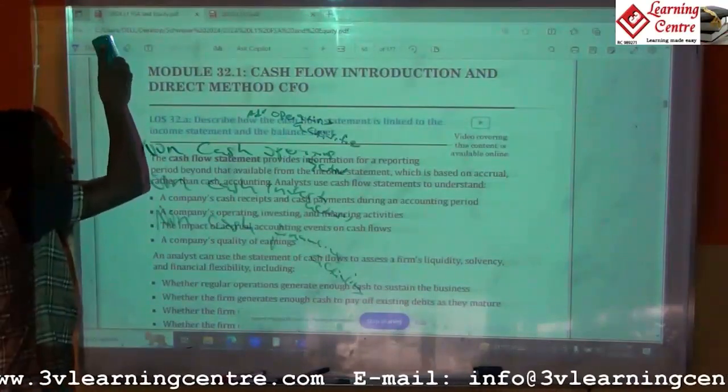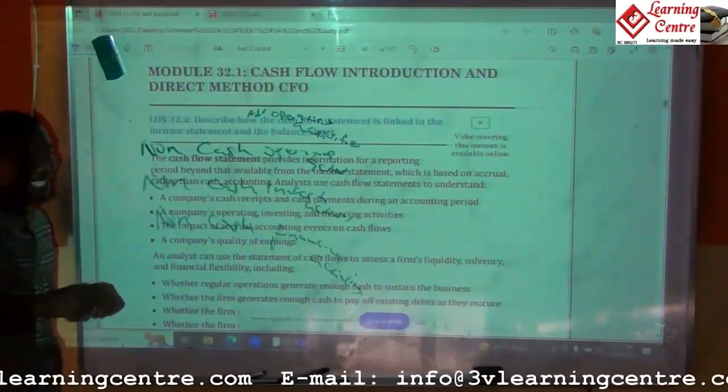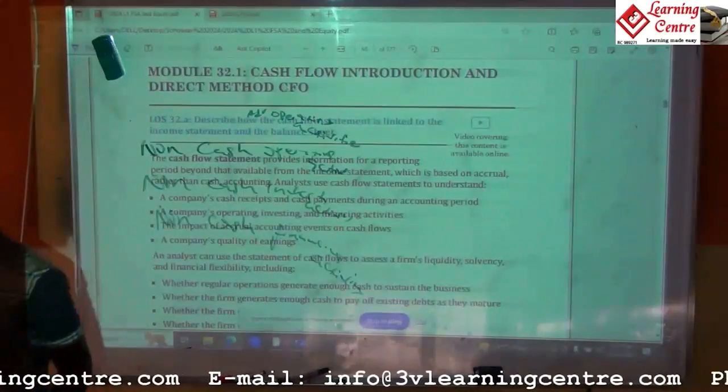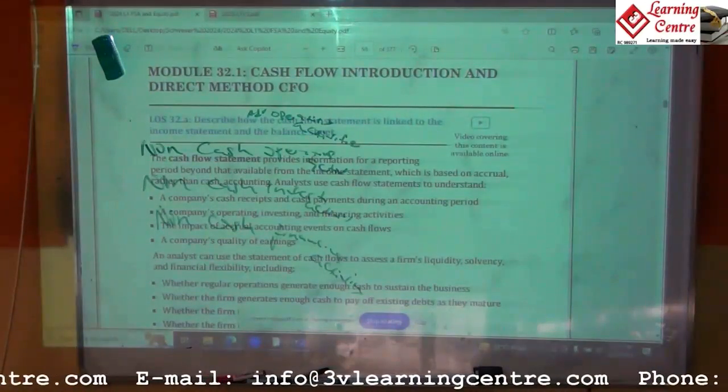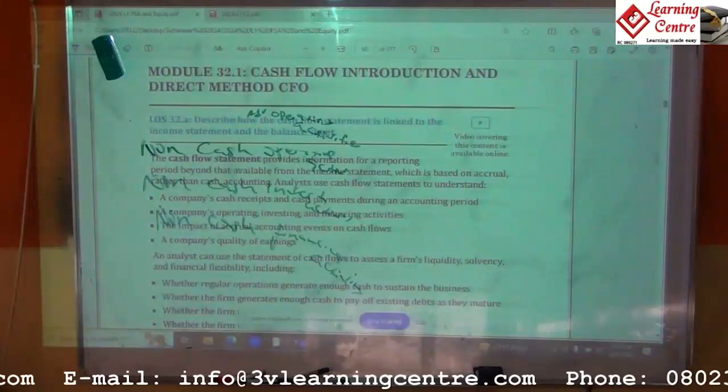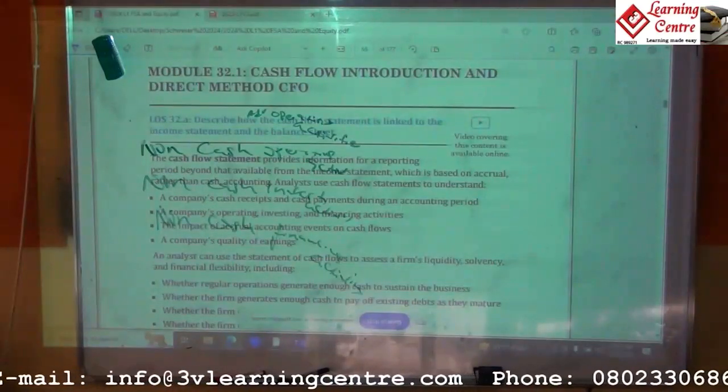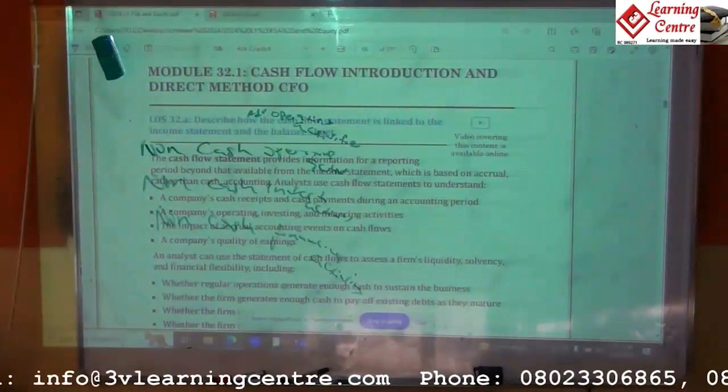Thank you. So non-cash investing and financing activities, how do you treat them in your cash flow? What should we give as an example of non-cash investing or financing activities?